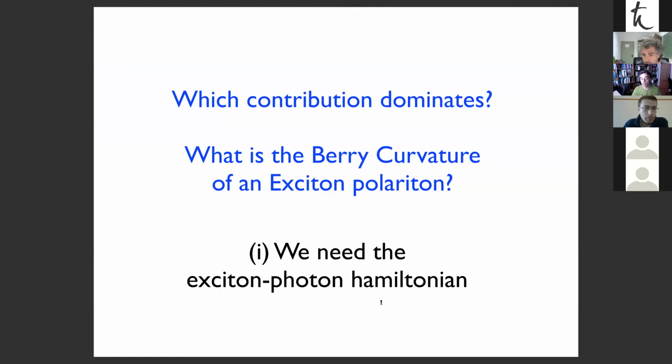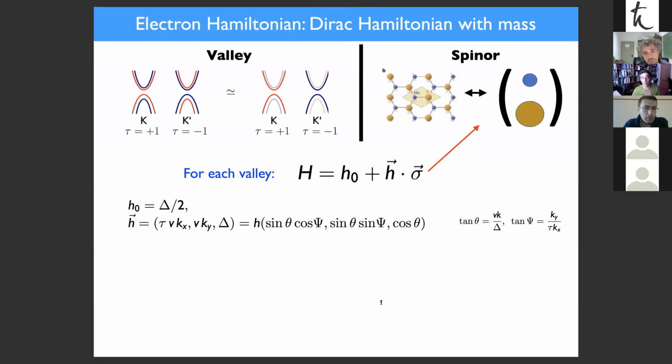Okay, so for that, I'm going to drive you through the calculation. First, we need the exciton photon Hamiltonian, and we can find this from first principles. We start with the electron Hamiltonian, that as I told you is a Dirac Hamiltonian with mass. So these are the two valleys with the two different spin configurations, but in the lowest energy exciton, as I told you, the spin configuration is fixed.